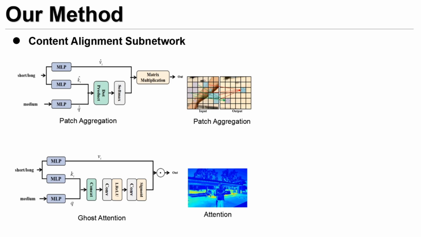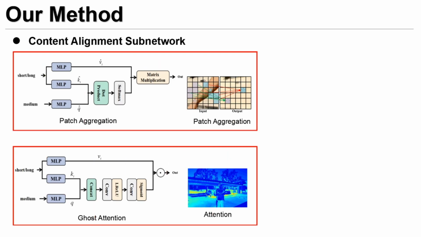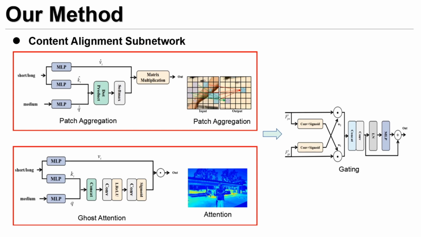The content alignment subnetwork first extracts shallow features from LDR sequences using 3 individual convolutional layers. Then the features utilize patch aggregation and ghost attention modules to separately aggregate useful patches from non-reference LDR images for complex cases and identify the misaligned components for easy cases. To take full advantage of these 2 modules, we use the gating module to recover both contents of saturated regions and sharp edges in motion and saturation.